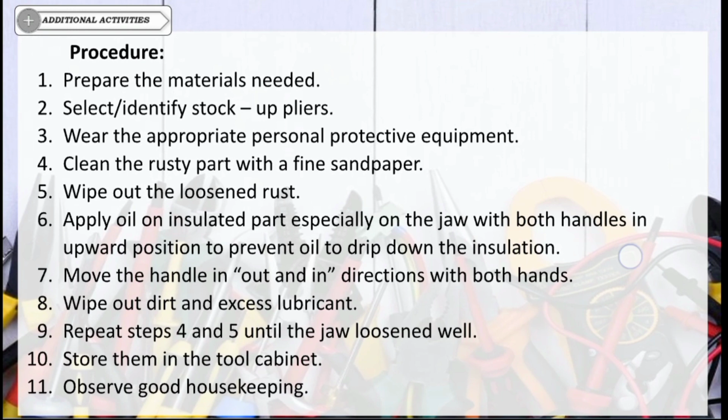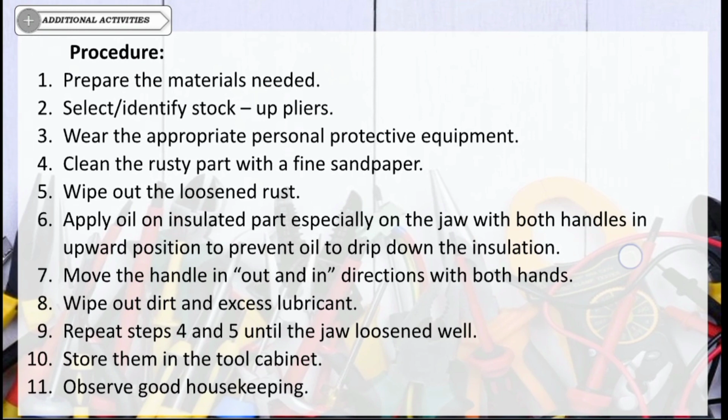Number 3, wear the appropriate personal protective equipment. Don't forget class na kailangan nyo maglagay ng personal protective equipment para during the process ay maiwasan natin yung mga unnecessary event. Okay? For number 4, clean the rusty part with the fine sandpaper. So sa number 4 step, kailangan nating linisan gamit ang sandpaper yung mga parte ng pliers natin na may kalawang. And then number 5, wipe out the loosened rust. So kailangan natin punasan para matanggal yung mga nalihang kalawang at makita natin kung ano pa yung parte na kailangan pa nating lihain.